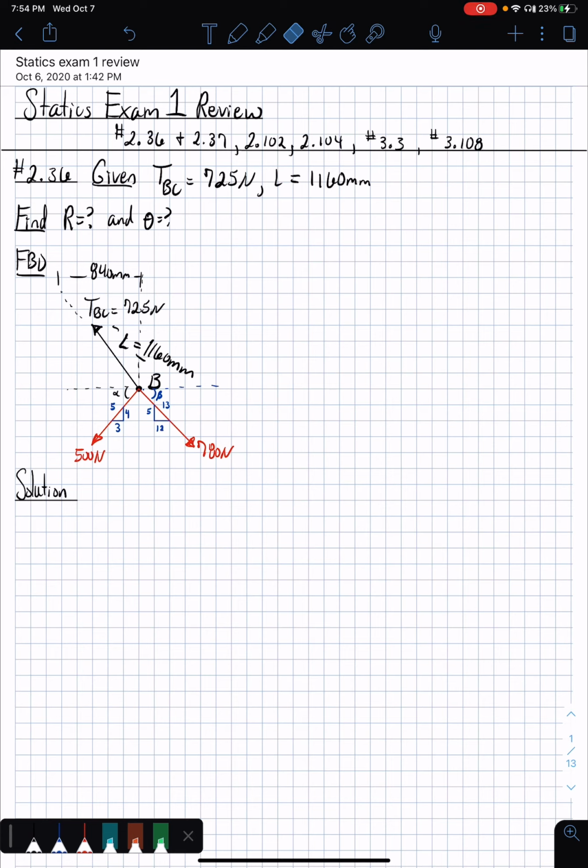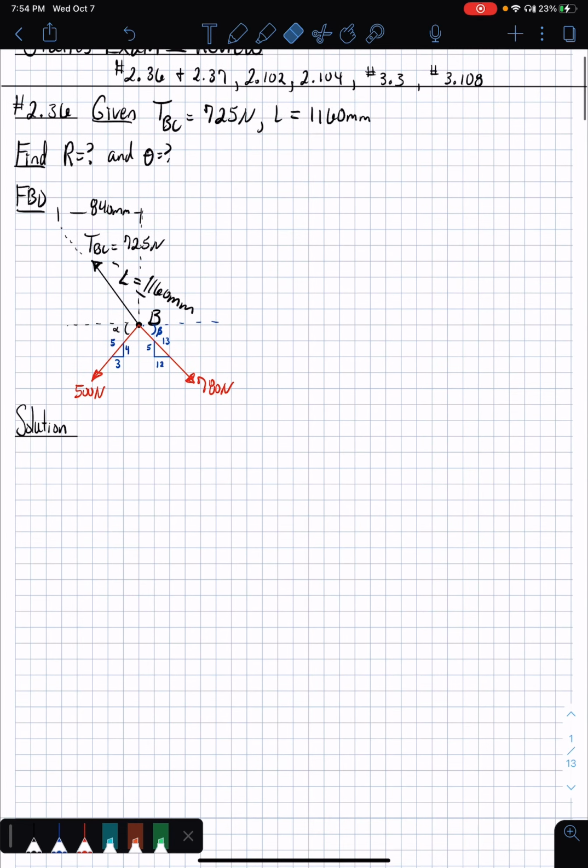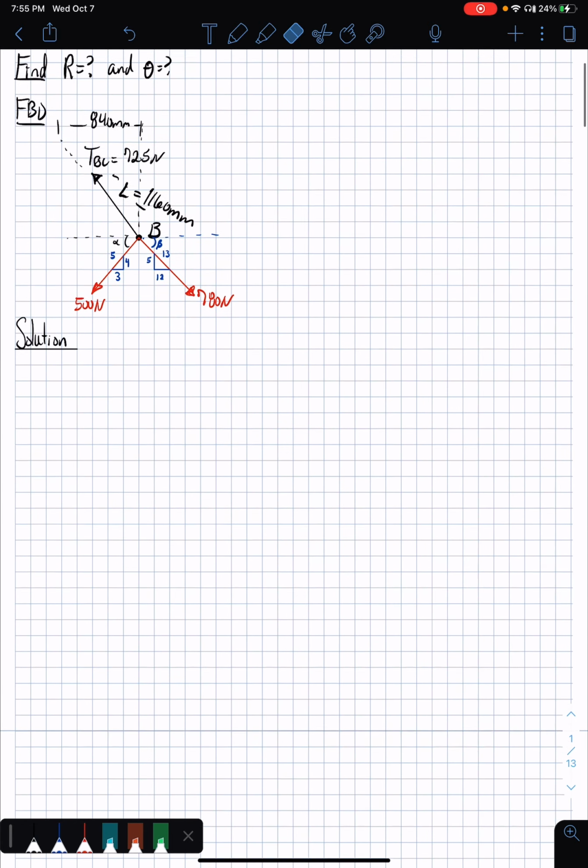So after knowing that, we will write down our given, find, free body diagram, and our solution. So we know our given, which is 725 newtons in tension BC, and we know our length given to us by the picture in the problem, which is length BC of 1,160 millimeters. They're asking us to find the resultant and the theta angle that the resultant is going to be going at. So this is the point where you'll be looking at the free body diagram. Feel free to pause the video so you can write it down and then catch back up to us once we are going. Otherwise, we're going to jump right into it.